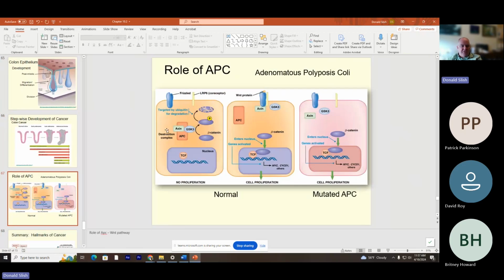Here's our APC again. If you remember, the normal APC is part of the destruction complex where we're breaking down beta-catenin. When Wnt's around, like at the bottom of that crypt, we activate beta-catenin and we divide. If you lose APC, then you no longer have any way to block beta-catenin from building up. And even in the absence of Wnt, we're getting beta-catenin building up and the cells dividing. APC, oh, so that's why it's called APC, adenomatous polyposis coli. This protein was discovered in colon cancer because it's commonly mutated in colon cancer.